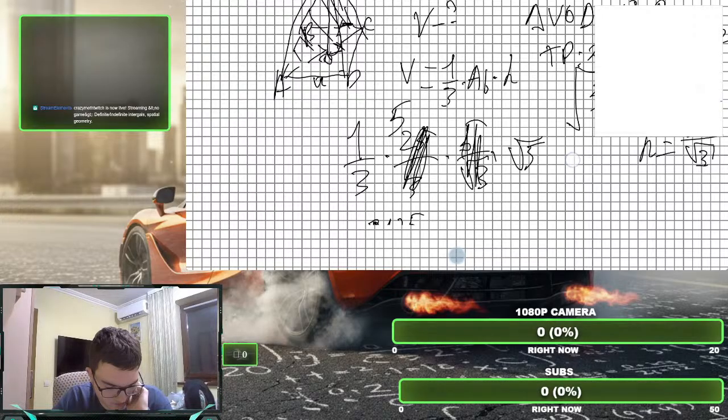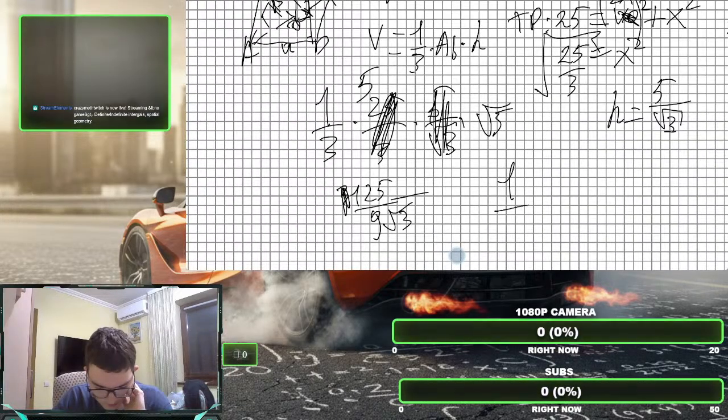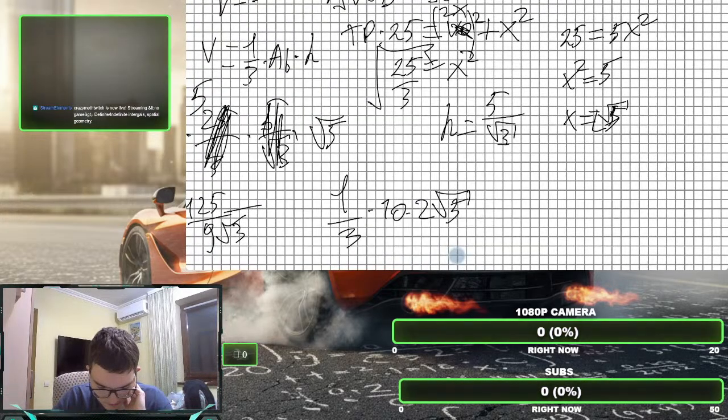So it is like this. 1 divided by 3 times 10 times 2 square root of 5. At the top I'll have 20 square root of 5 basically divided by 3.